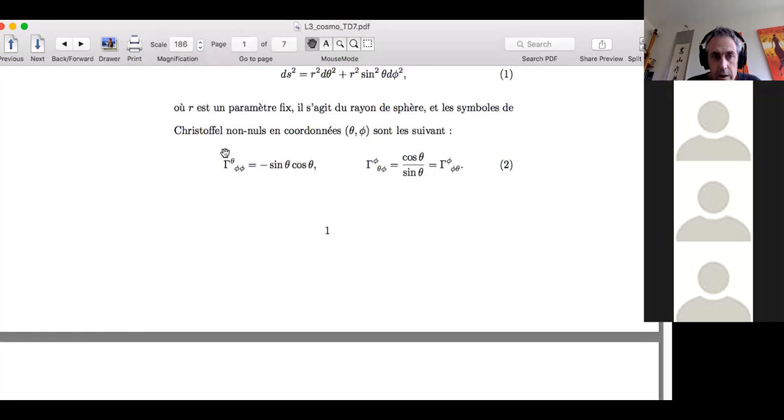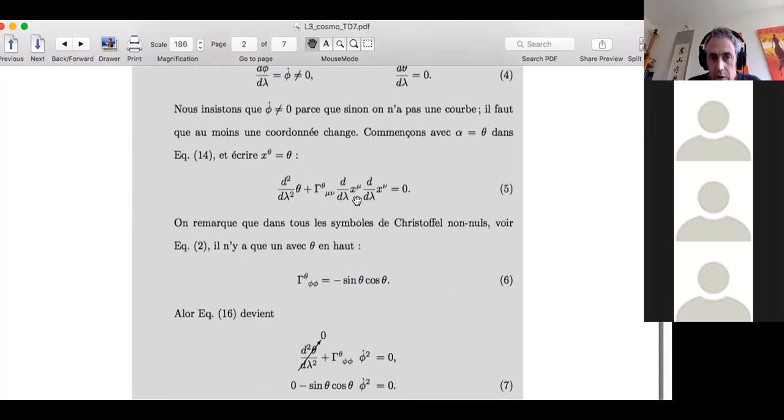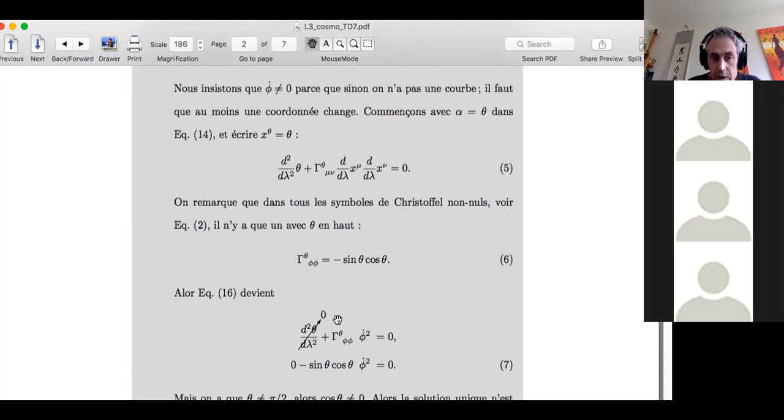And there's only one. It's quite simple on the sphere. We have this one here, theta phi phi, and it's minus sine theta times cosine theta. So we can just substitute that in here. We can sum over all values of mu and nu, and they're all 0 except when mu and nu are both phi. And then it equals that. So let's just substitute that in.